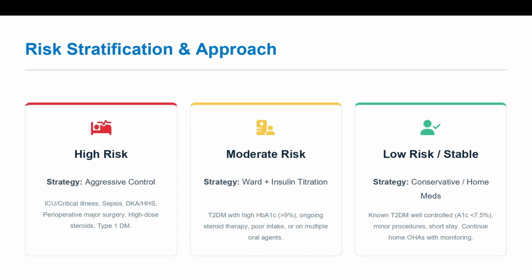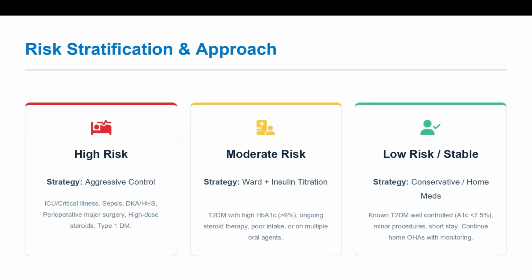Basal bolus or IV. Risk stratification and approach. There are 3 types of risk stratification according to the American Diabetes Association. High risk, aggressive control, you have to do in ICU or critical care settings: sepsis, DKA, HHS, perioperative major surgeries, high dose steroids, type 1 diabetes mellitus. Moderate risk is usually managed in wards with insulin titration: type 2 diabetes patients with high HbA1c, ongoing steroid therapy, poor intake, or on multiple oral agents. Low risk or stable: conservative or home medications.